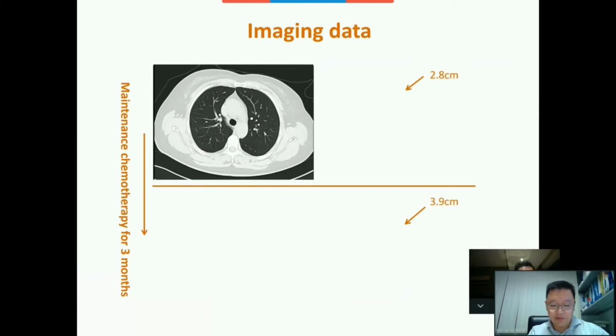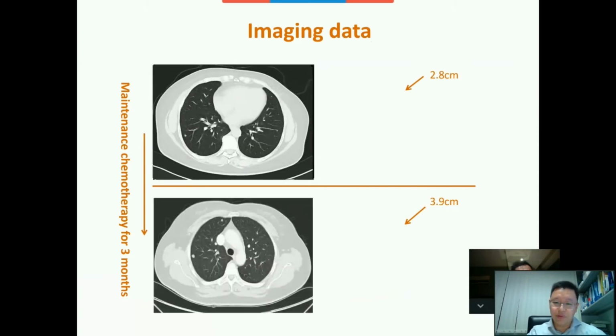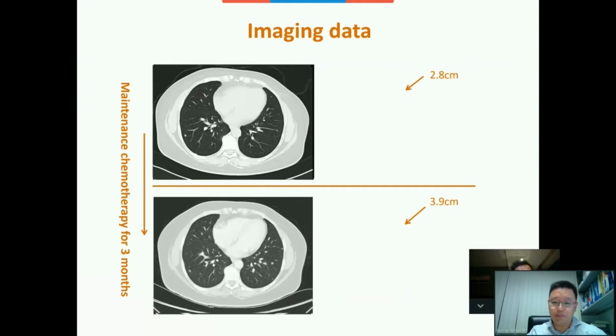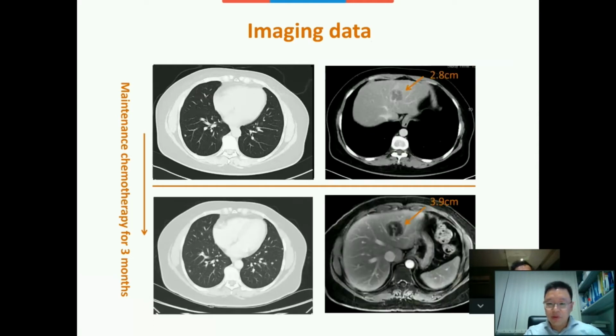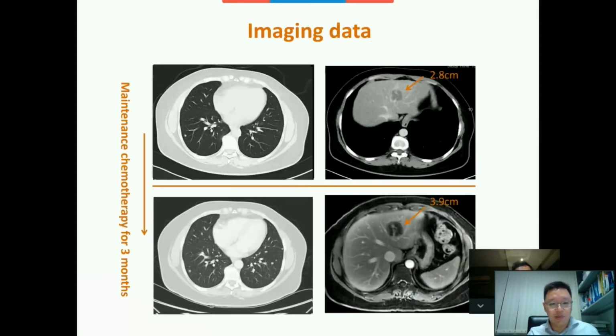The evaluation of the efficacy shows the metastasis in both lungs is stable, but the isolated liver lesion in the second segment has progressed significantly. So we can see it became 3.9 centimeters after 3 courses of maintenance chemotherapy.